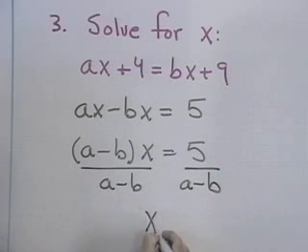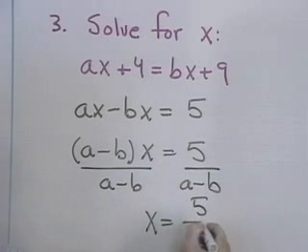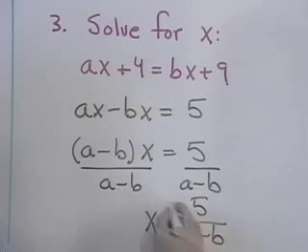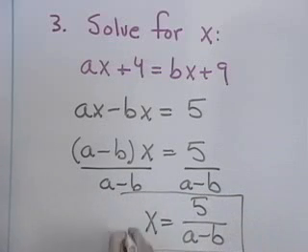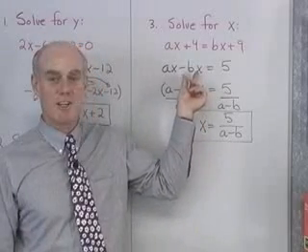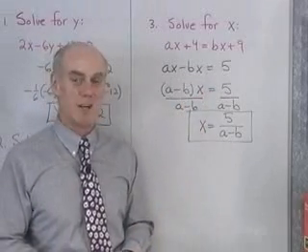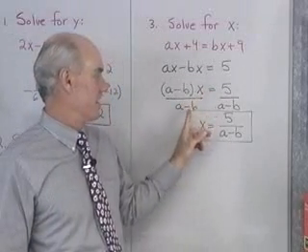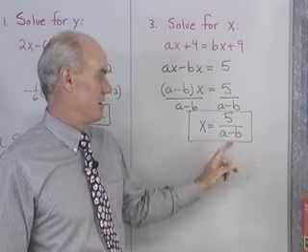And I end up with x is equal to 5 over a minus b. And that's how I solve that formula for x. So I have a little trick right here at the end where I have to use that distributive property to isolate the x, and I divide both sides by a minus b and get this expression.